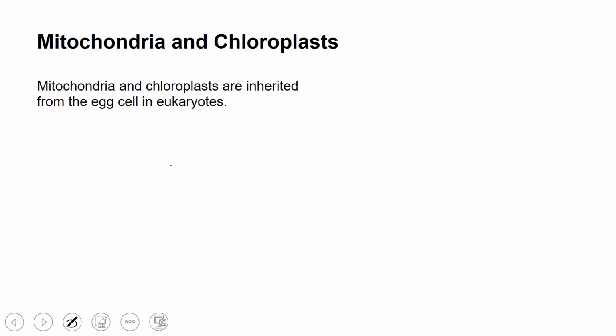So let's look at mitochondria and chloroplast inheritance. Mitochondria and chloroplasts are inherited from the egg cell in eukaryotes. Therefore, the mitochondria in our cells, we inherit them directly from the egg cells, that is, from our mother's egg cells.